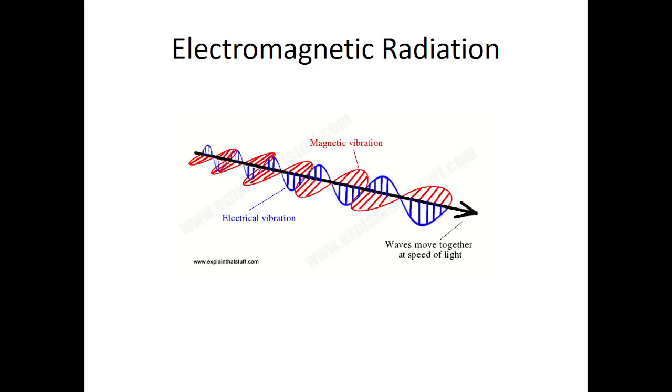As you all know, stationary electric charges produce electric field, whereas moving electric charges produce both electric and magnetic fields. Repeating changes in these fields produce what we call electromagnetic radiation. The electromagnetic radiation transports energy from point to point.